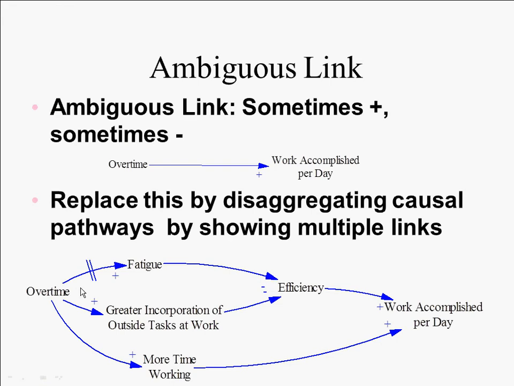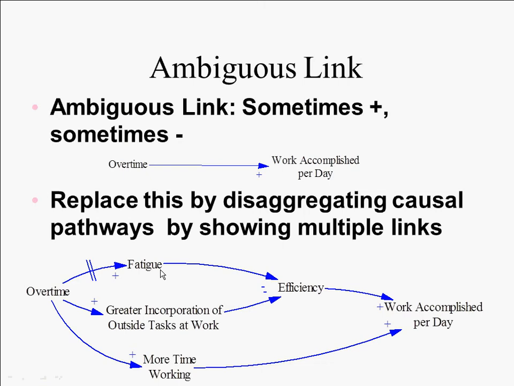And that leads to a pathway between overtime and efficiency, which we could also say is associated with a polarity. So if we have a plus link from overtime to fatigue and a negative link from fatigue to efficiency, what's the implication for the polarity associated going from overtime to efficiency? Anyone? It's negative. And in fact, it's based on the product of the signs.